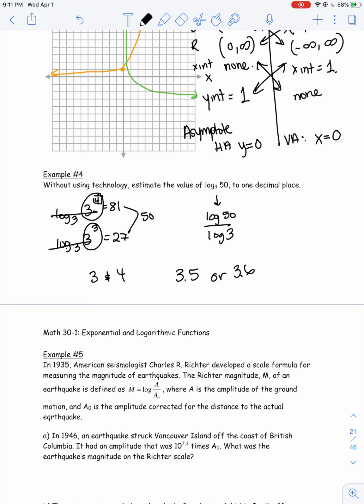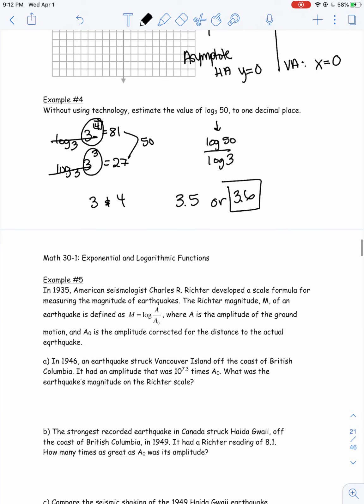The reason being is 50 is kind of in between these two numbers. It's almost symmetrically between those two numbers. So what you're trying to do is just figure out between 3 and 4, which is it closer to. So I found that it was about 3.5 or 3.6, but then you can always use your calculator to check, and the answer is 3.6.